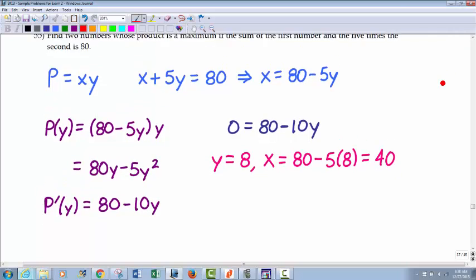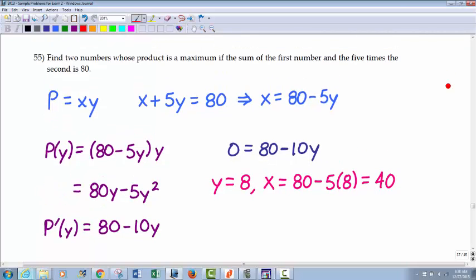So 40 for x, 8 for y will guarantee we get a sum of 80, and that's the only two numbers that will add up to 80 under this equation that will give you the largest possible product. Now you can make up other numbers for x and y that satisfy this equation, but I guarantee you if you put it in this product equation, it'll be a smaller product.